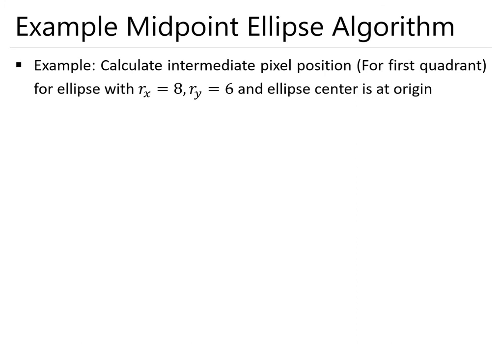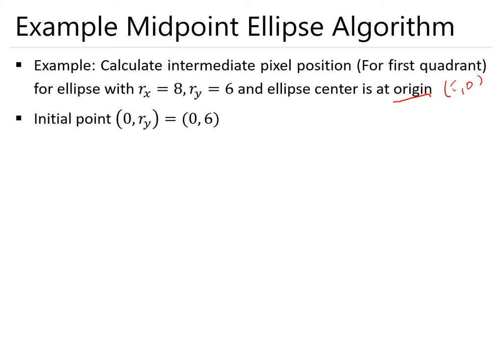Now we are given an example. Calculate intermediate pixel position for first quadrant for ellipse with rx equals 8, ry equals 6, and ellipse center is at the origin. So origin is 0, 0, no problem. We have the radius ry equals 6 and rx on the x-axis is 8. Initial point will be 0, ry, that is 0, 6.